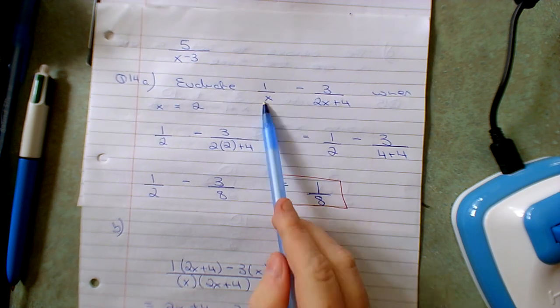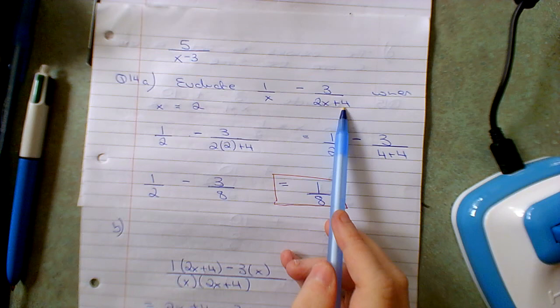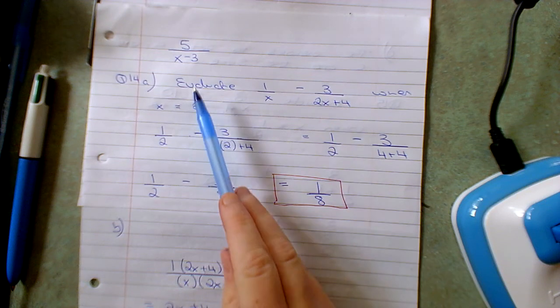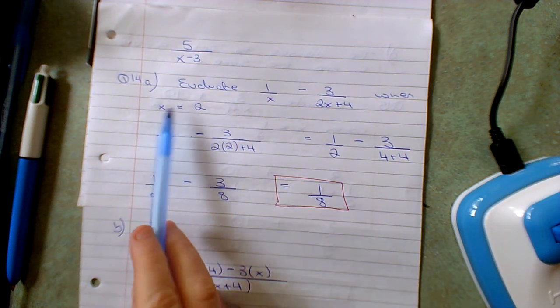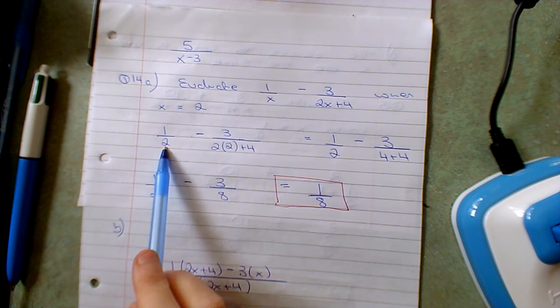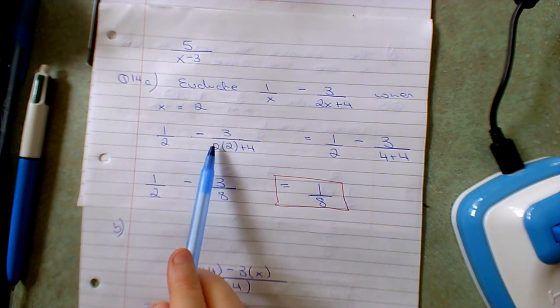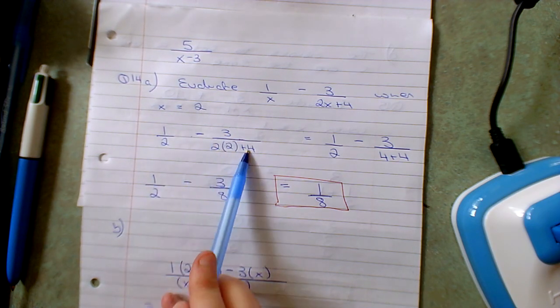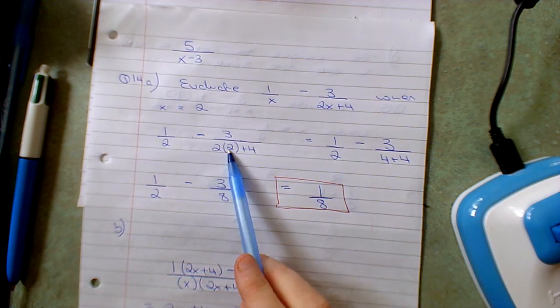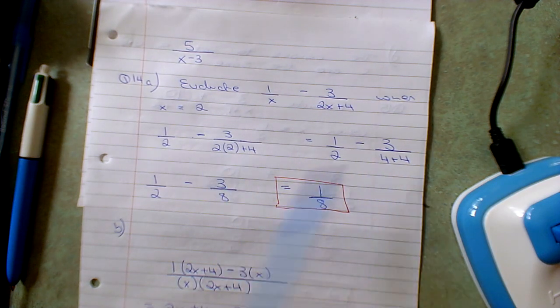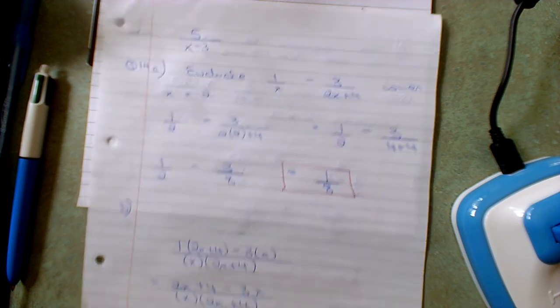And then question 14, I am asked to evaluate 1 over x minus 3 over 2x plus 4 when x is equal to 2. So evaluate means I need to find the value of this. So I'm subbing in wherever I see an x, I put in 2. So I have 1 over 2 minus 3 over 2 bracket 2 plus 4. So that's equal to a half minus 3. 2 times 2 will give me my 4 plus 4. So I get a half minus 3 over 8, which is 1 over 8.